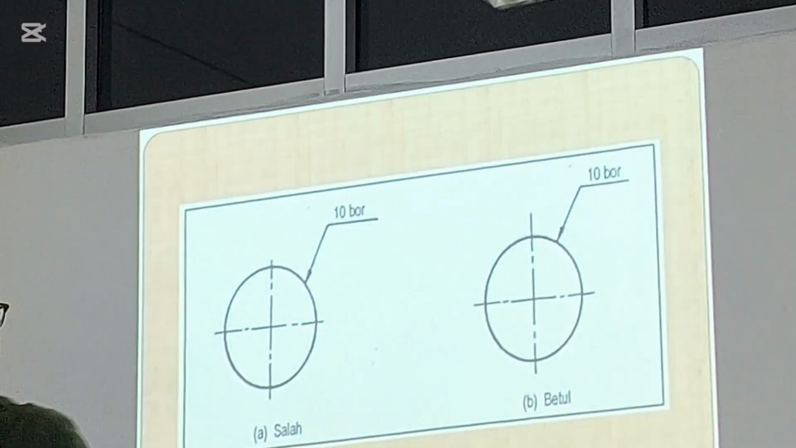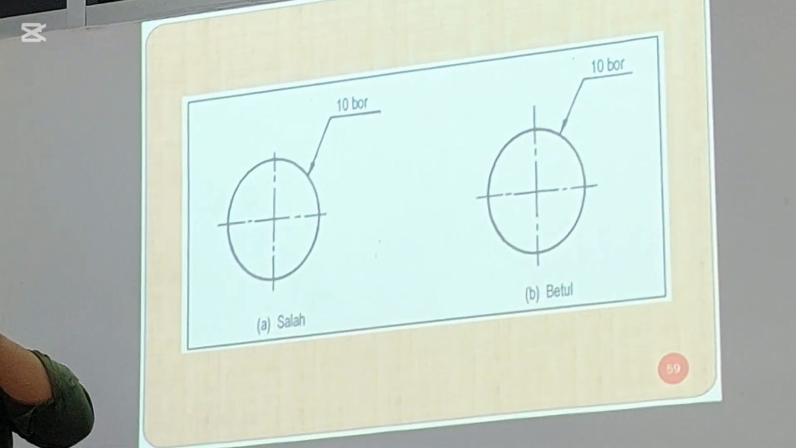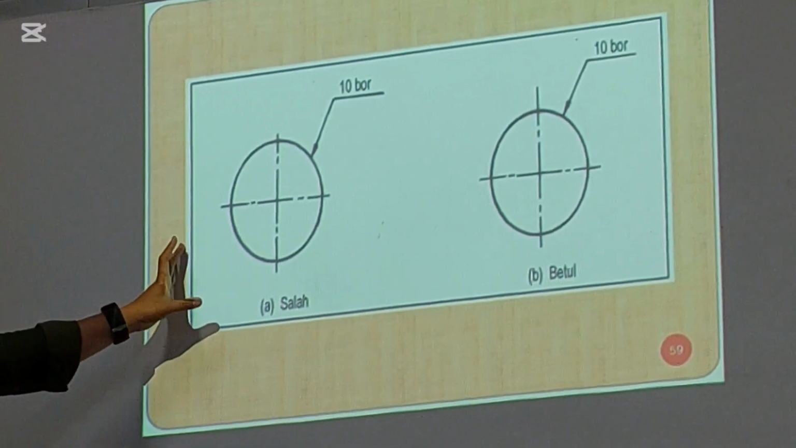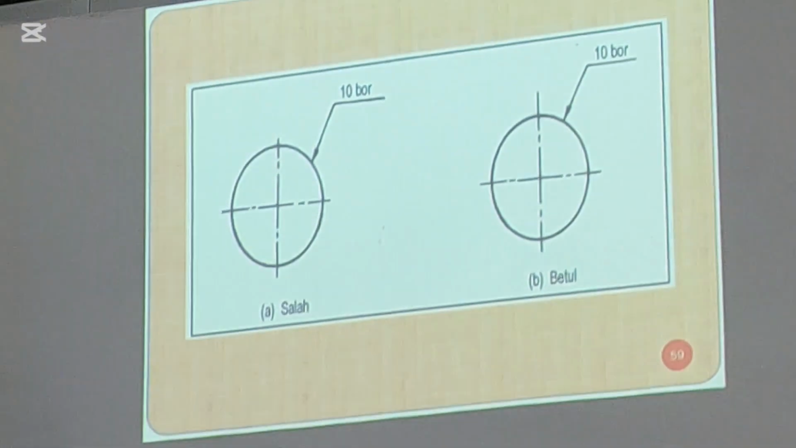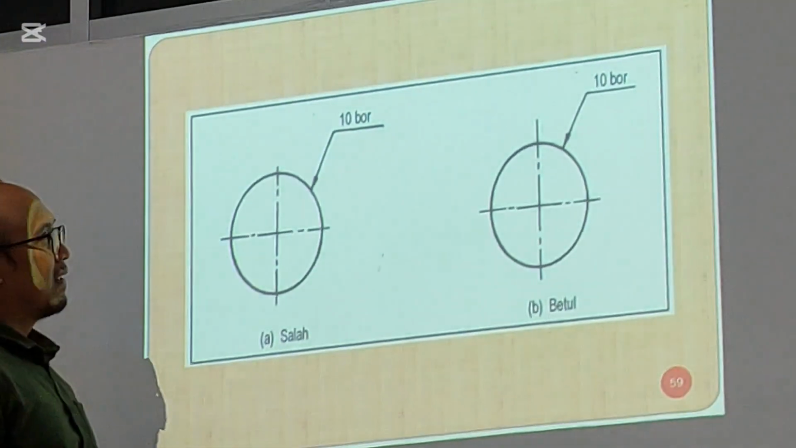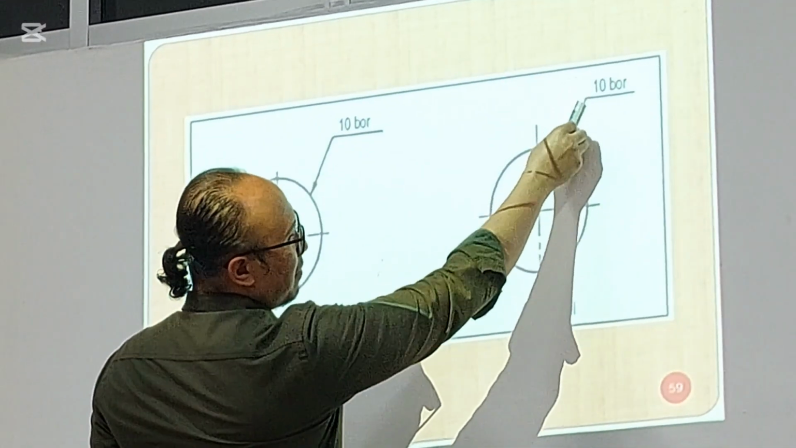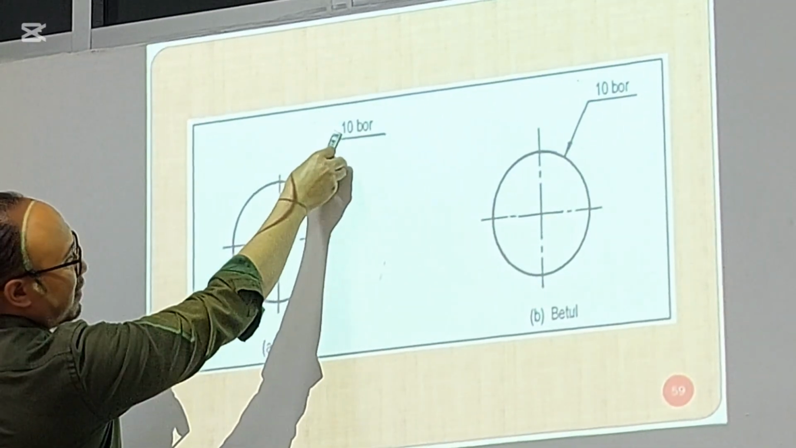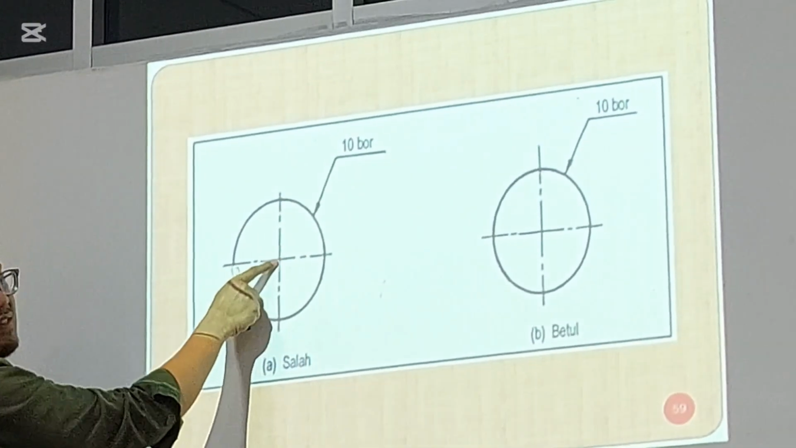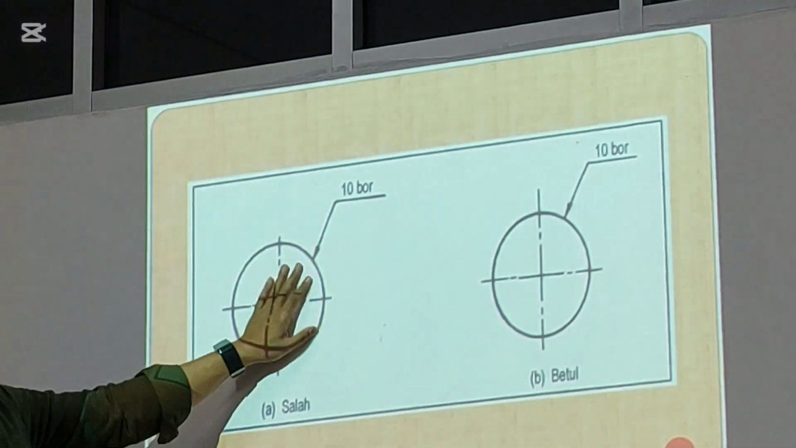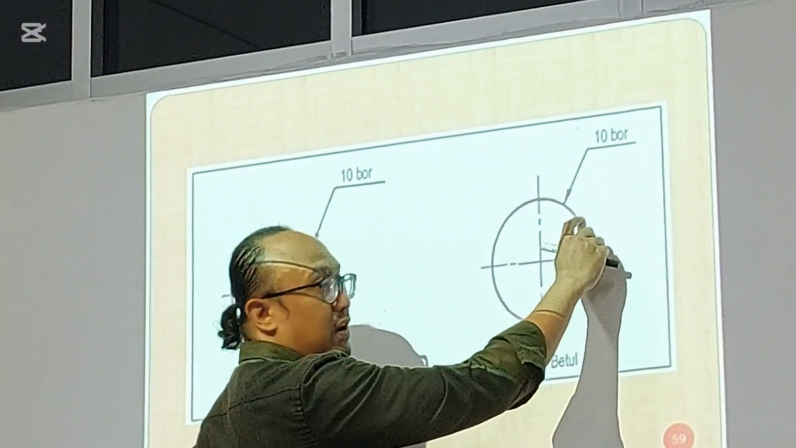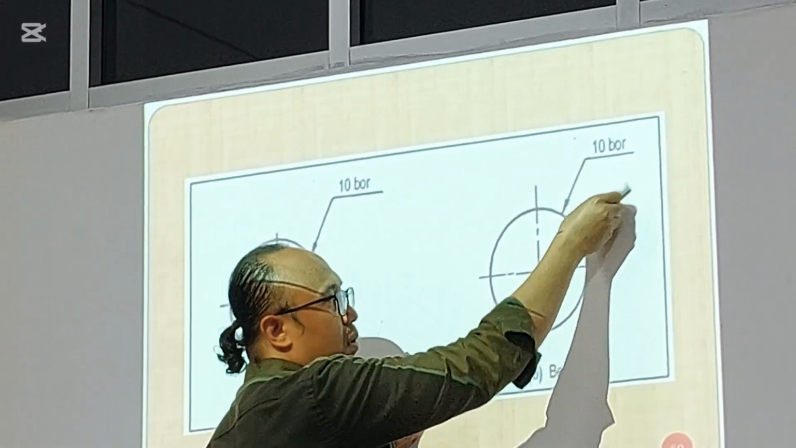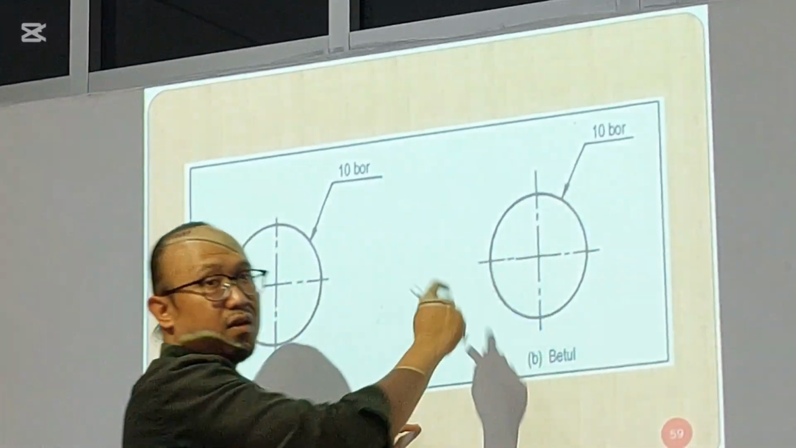Pay attention. What is the difference? This is wrong. This is correct. Why is this wrong and this correct? If you give some extension, this will point to the center. But if you use this one, this does not point to the center. That's why this is wrong. This is the correct one. Even if you put the arrow in this area, it's okay. But please make sure that the arrow points to the center of the circle.